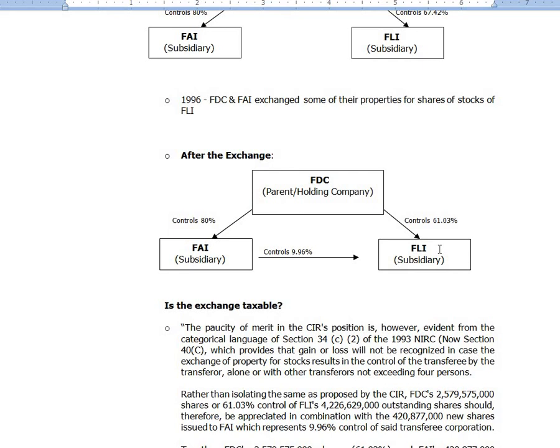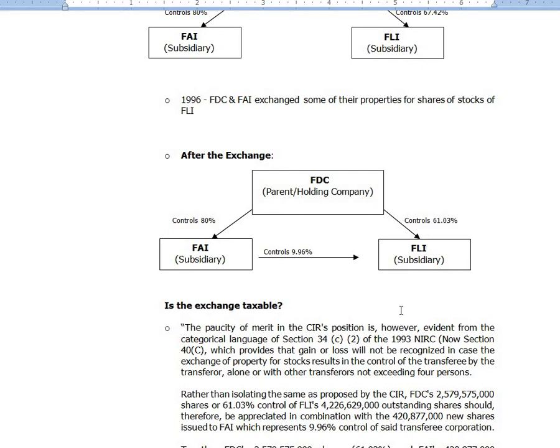Now the BIR found out that, okay, FDC, you're loaning money to FAI, and you're also loaning money to FLI. So what? Those are my subsidiaries. They need money in a period. So as a parent company, you support your children. But the BIR said, why are you not claiming interest expense, and why are you not claiming also interest income?